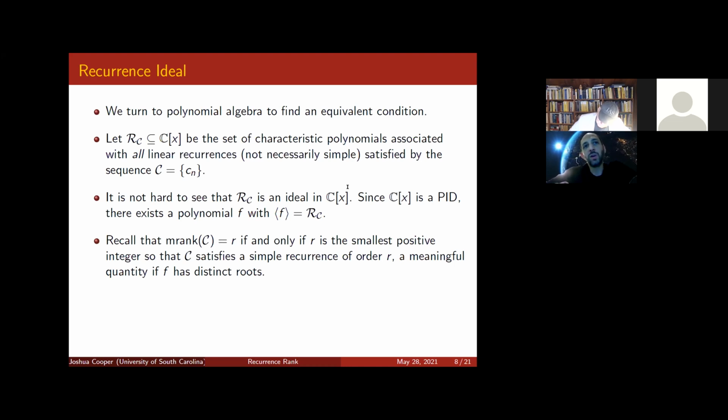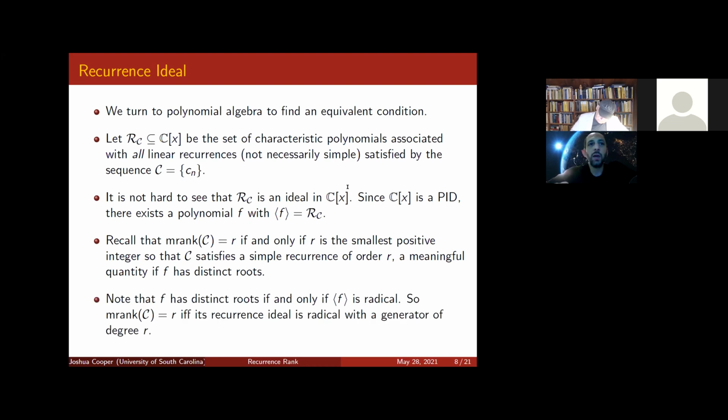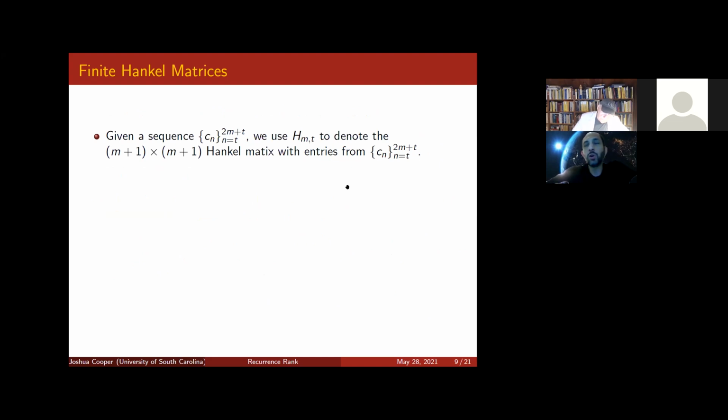To see that, notice that the moment rank is R if and only if R is the smallest positive integer so that the sequence satisfies a simple linear recurrence of order R. It's meaningful if F has distinct roots. We bake that into the definition of moment rank. And it's going to have distinct roots if and only if the ideal it generates is radical. So the moment rank is R if and only if its recurrence ideal is radical and its generator has degree R. There's another equivalent property, Hankel matrices.